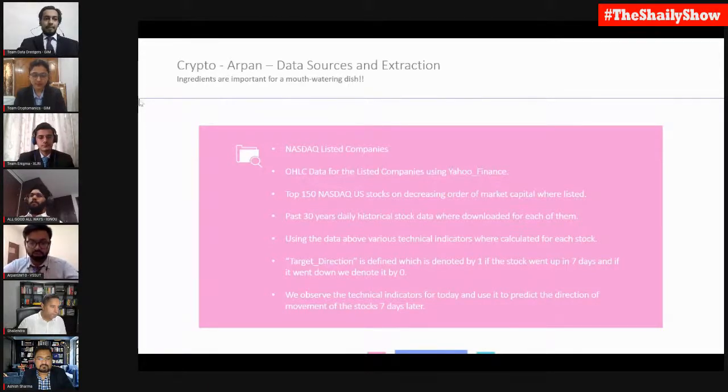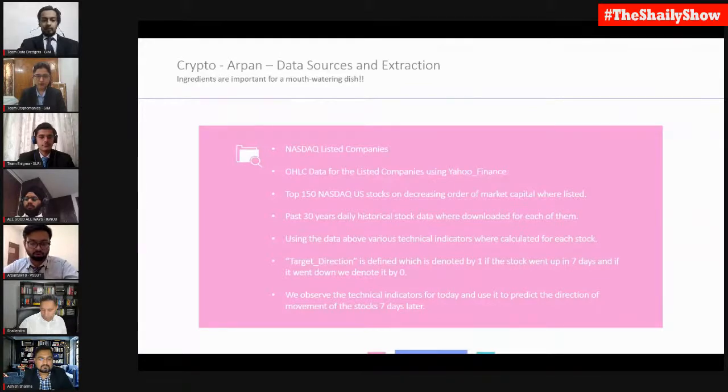Next, I used a target direction. Instead of making this a regression problem, I tried to make this a classification problem. This target direction, on a weekly basis, is denoted by 1 if the stock went up in 7 days, from this day to the 7th day in the future. If the stock increased, I denoted it by 1, and if the stock decreased, I denoted it by 0.